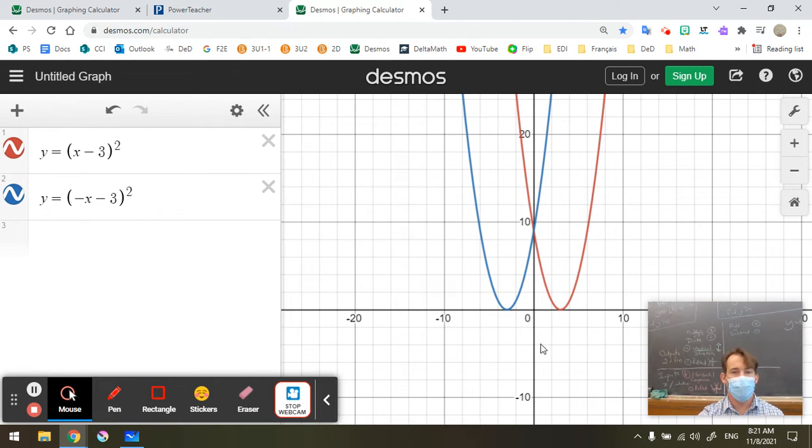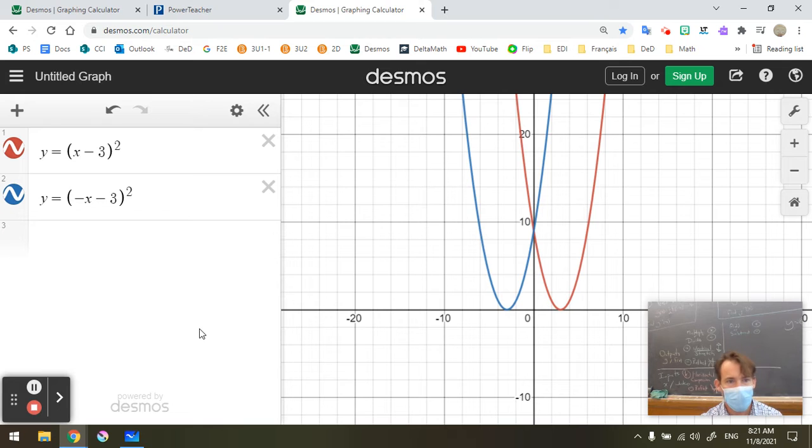You can see that one, Cassidy? Cool. Okay, so that's the effect of a negative k, is to reflect in the y-axis.